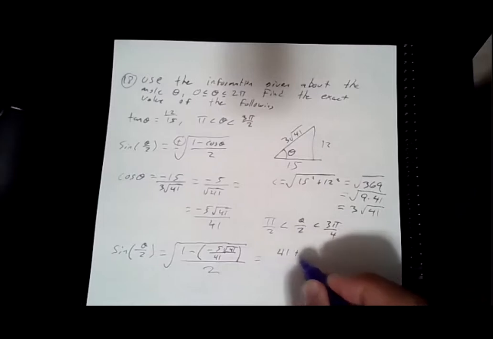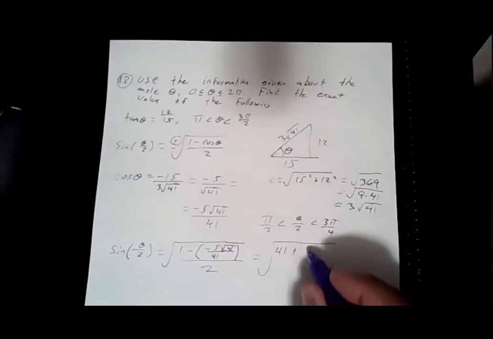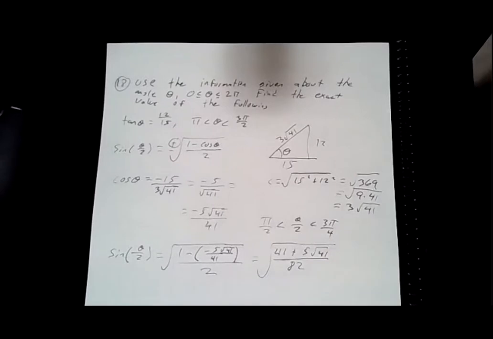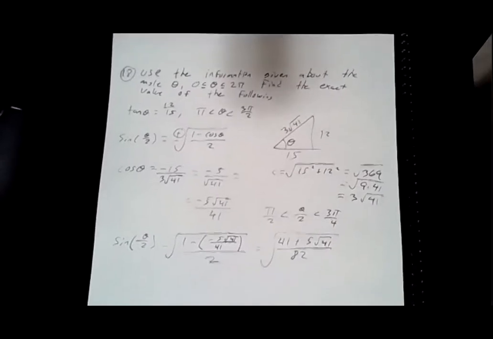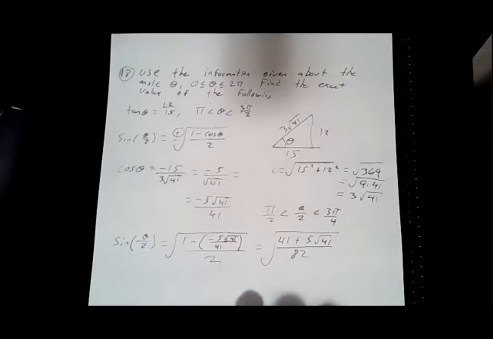All right, so negative 5 root 41, that's right. Yeah, so then that will become 41 plus 5 root 41 over 41 times 2. So when you combine these two and then divide by 2, that'll give you an 82 here. That is as pretty as it's going to get. Are there any questions about any of these steps?